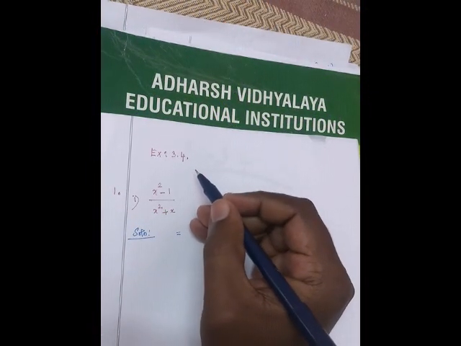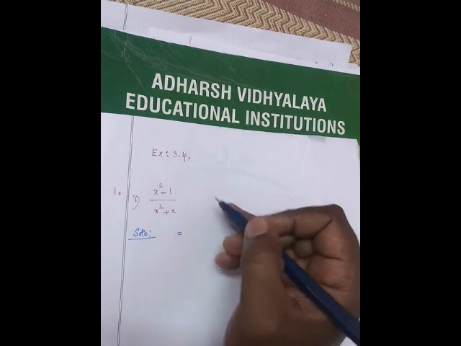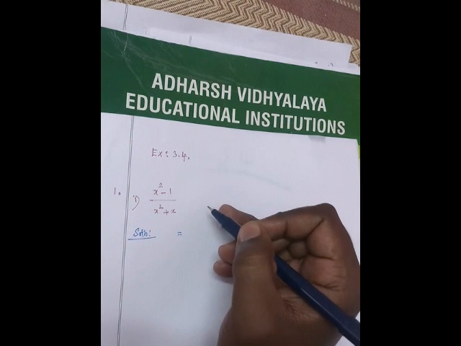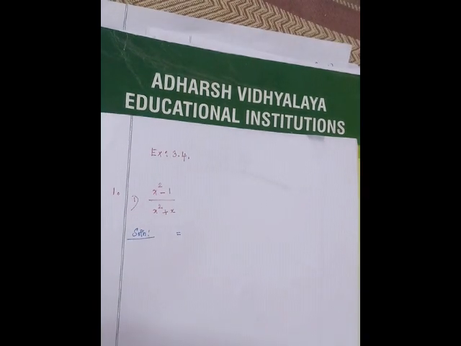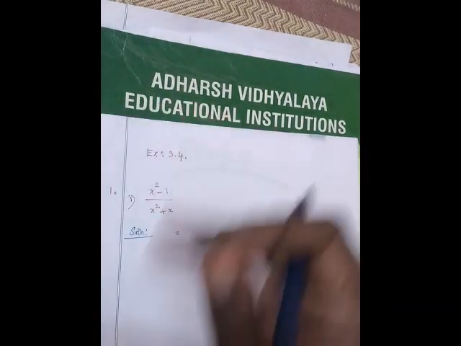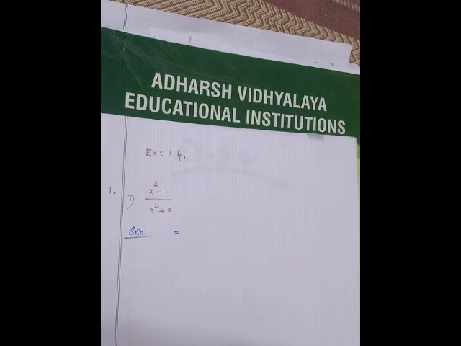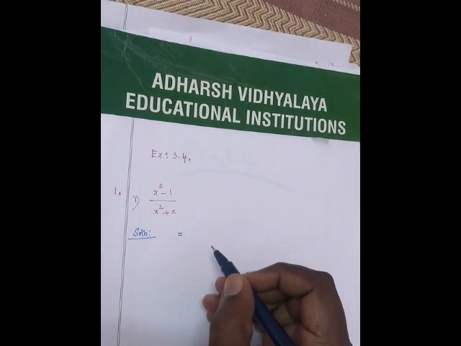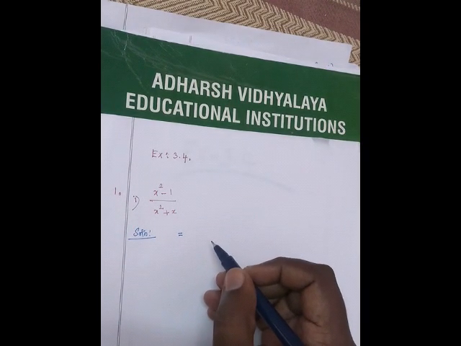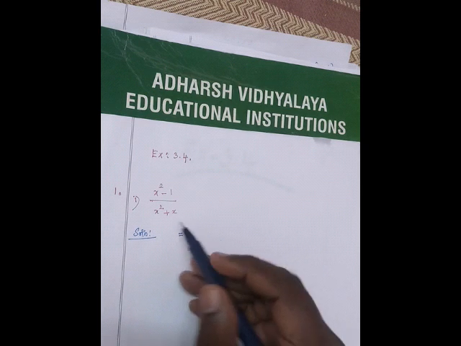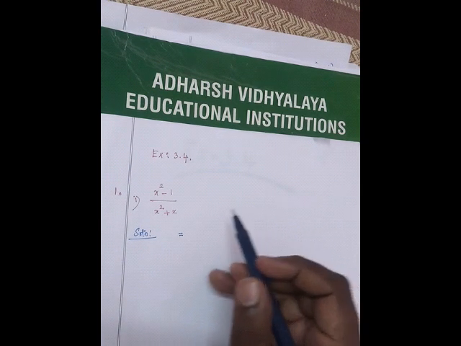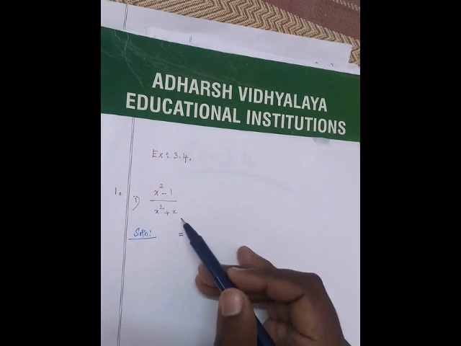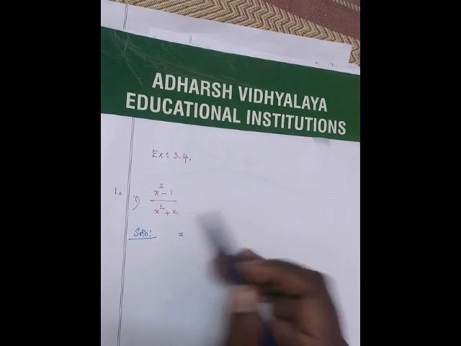Third lesson, algebra, exercise 3.4. Last class we learnt what a rational expression is and what an excluded value is. Now we are going to do the problems in exercise 3.4. First question: x square minus 1 divided by x square plus x. Here we are going to write its lowest form, or linear factors form.